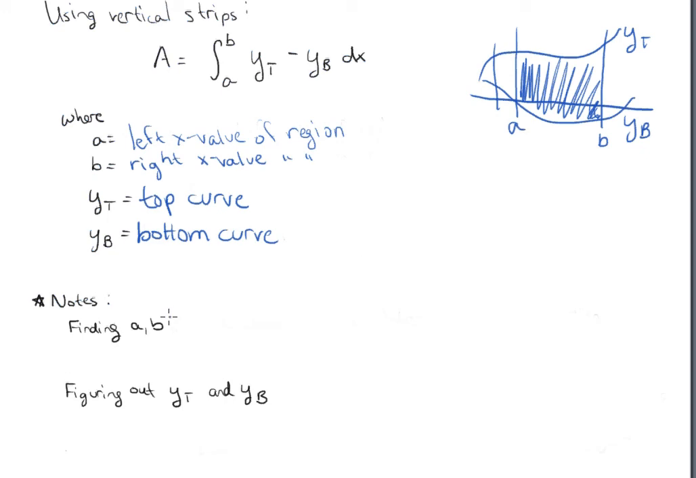Now, if you have a graph to look at, or you are given some information, it can be pretty easy to know what a, b, yt, and yb are, but sometimes you're not. So sometimes you have to find a and b. Often this is when you have two curves and the region in question is between the points of intersection, right? So often A and B are the points of intersection, and you have to set the two y values or functions equal to each other and solve. We'll see an example in a minute.